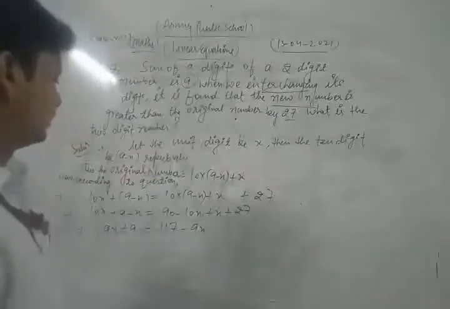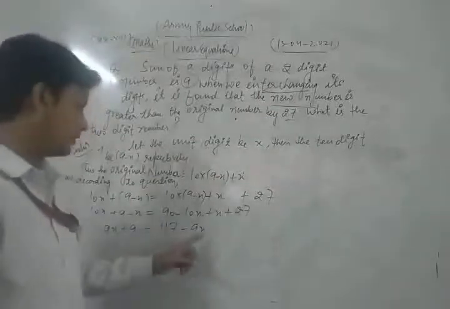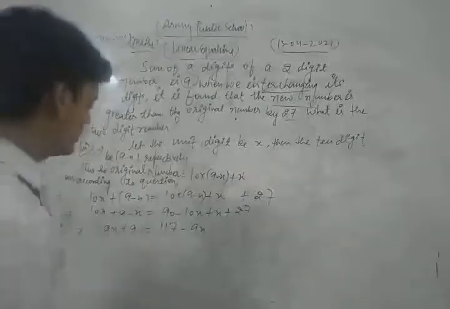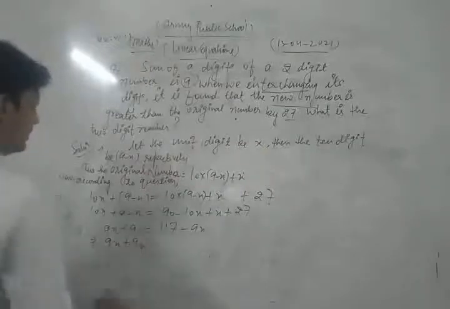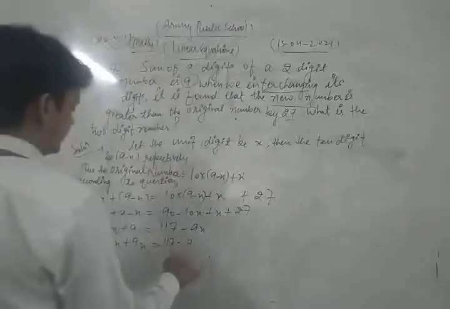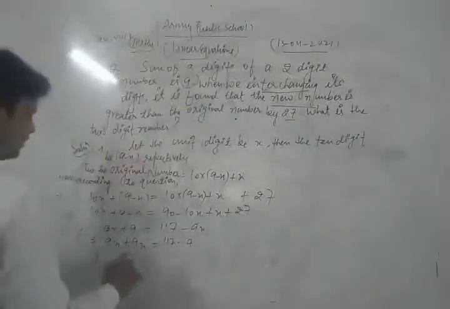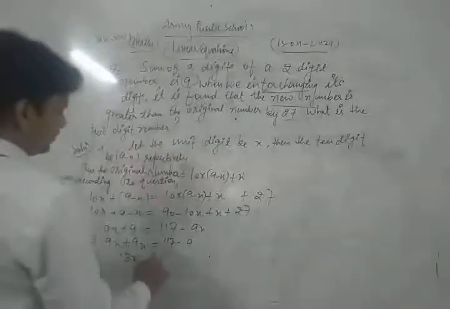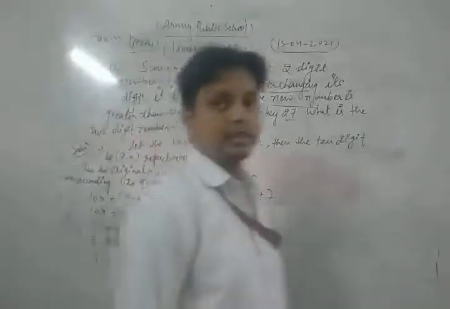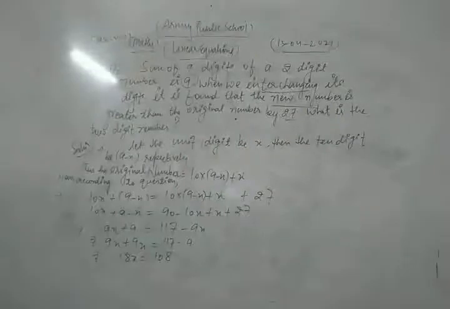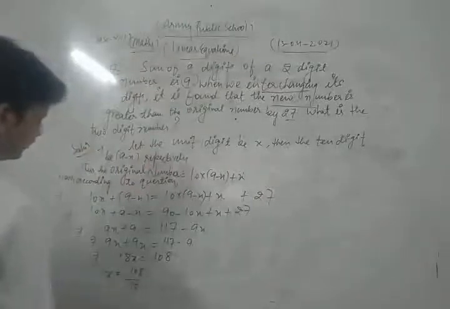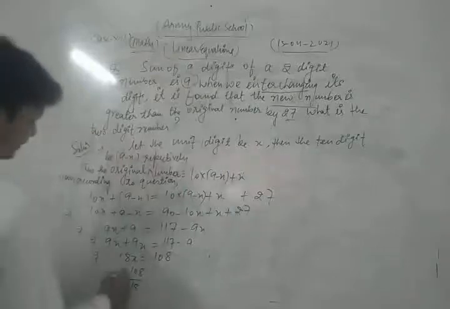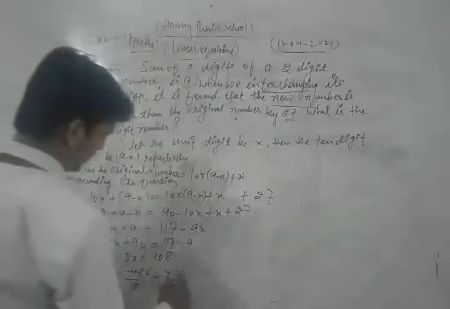Now we collect the like terms, we separate the variables and constants. So we get 9x plus 9x, transferring to that side, and 117 minus 9. Now 9x plus 9x is 18x, which is equal to 108. From there we find the value of x. So x is 108 upon 18, which is 6. Thus the value of x is 6.